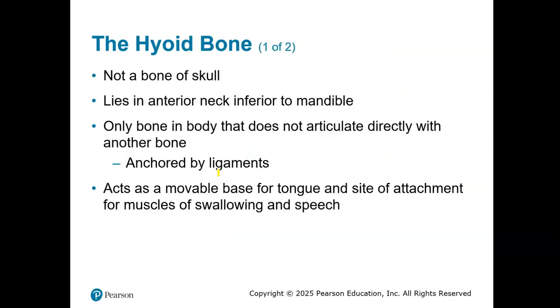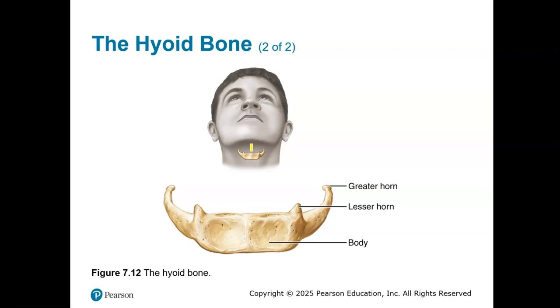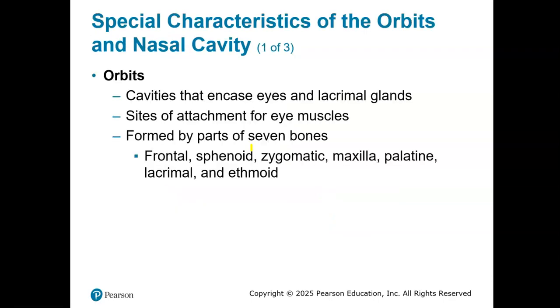Okay, then there's the hyoid bone, which is not a skull bone, but it's the only bone in the body that does not articulate directly with any other bone, and it's anchored by ligaments. And it's what gives rise to the Adam's apple, especially prominent in men. So that's the hyoid bone.